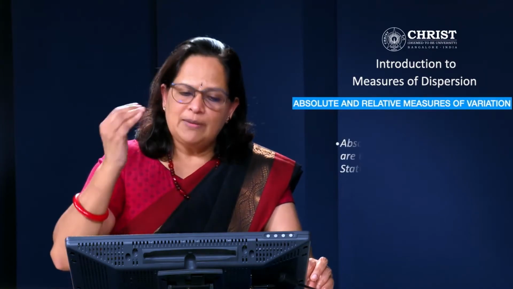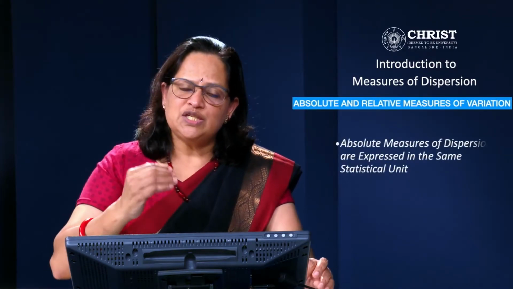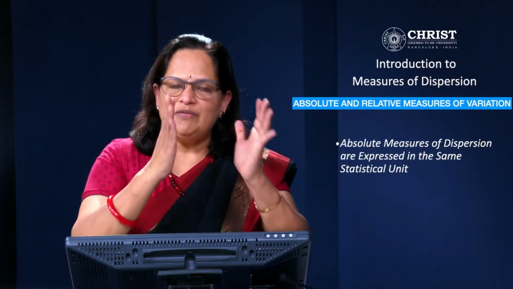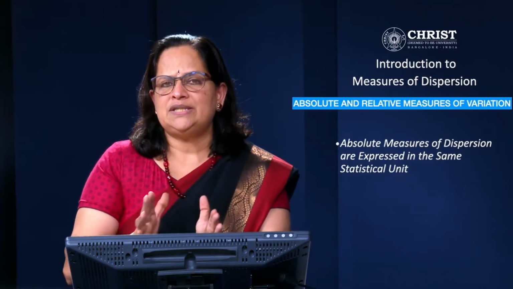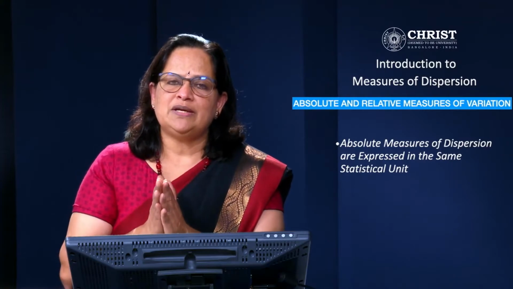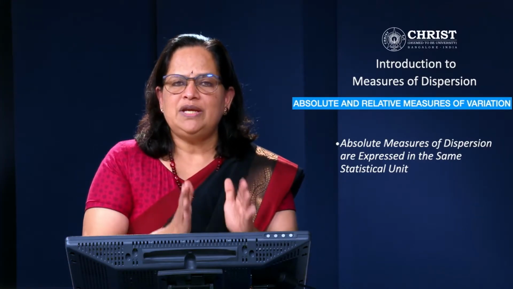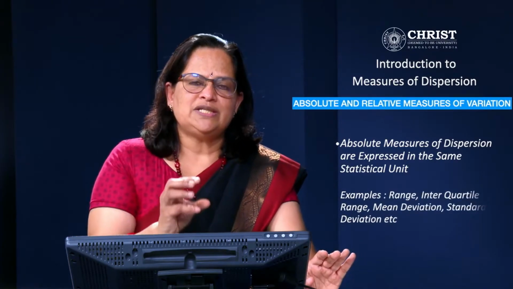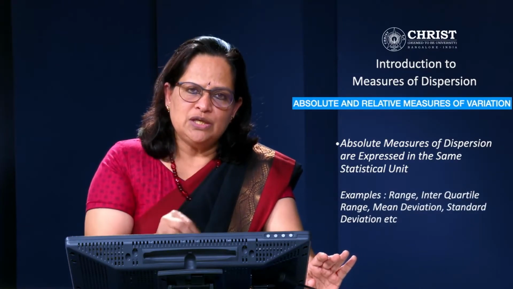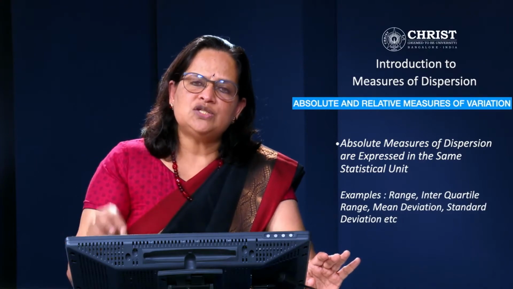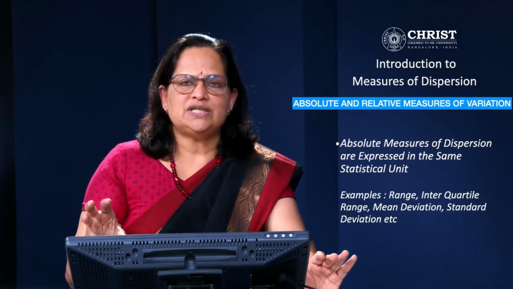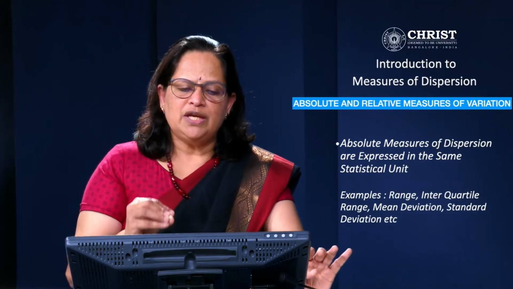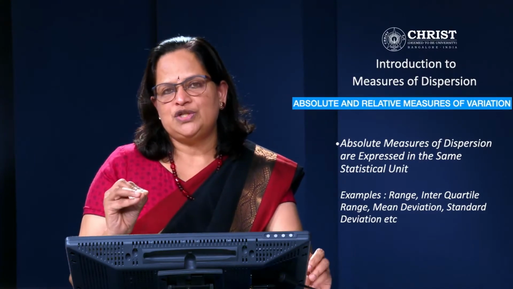Then two things you have to remember: absolute measure of dispersion and relative measure of dispersion. Absolute measure of dispersion is expressed in the same unit. When we are talking about comparison, those two sets of data will be there. So this absolute measure will be expressed in the same units. For example, production of rice. The first data is expressed as kilograms or tons. The second data is also expressed as kilograms or tons. The units are same. Then we can use the absolute measure of dispersion.